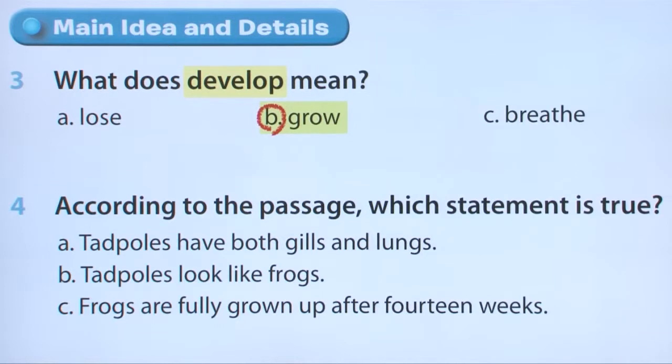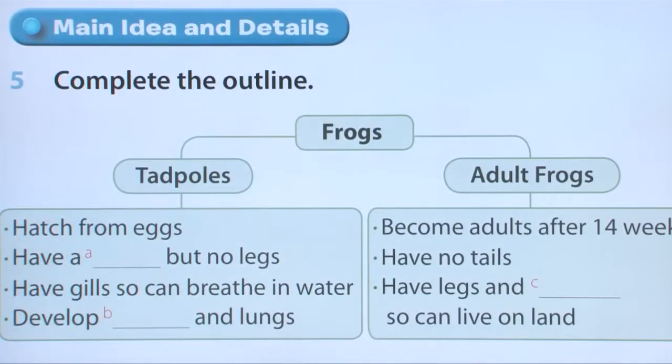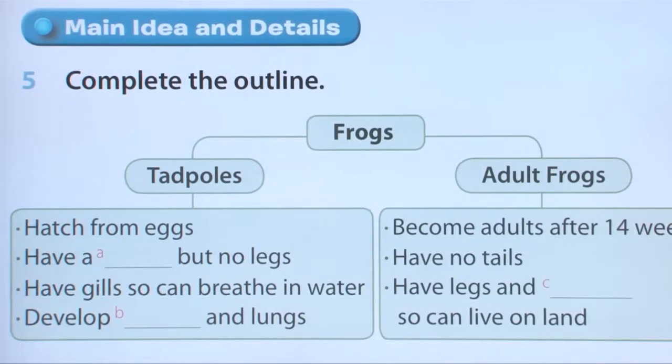What's the answer here? The answer is C, frogs are fully grown up after 14 weeks. Yes, it takes them a long time to fully develop after they hatch from their eggs. All right, now let's check out number 5 and complete the outline together.